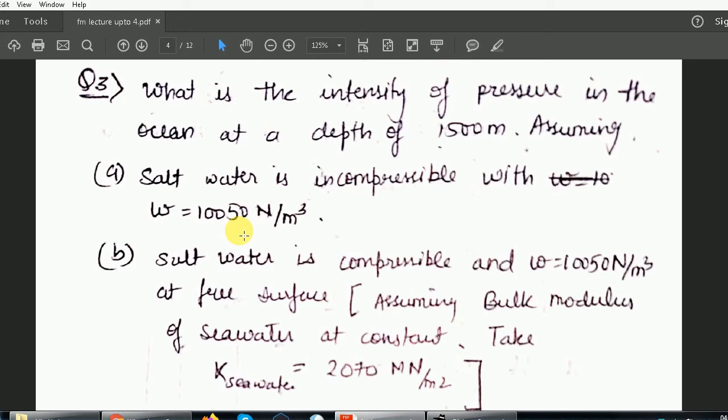And the second part is when the salt water is compressible and omega is given as 10050 Newton per meter cube at free surface, assuming bulk modulus of seawater as constant. Okay, sorry for the mistake. Take bulk modulus of seawater as 2070 mega Newton per meter square.